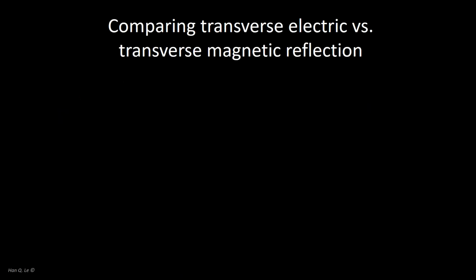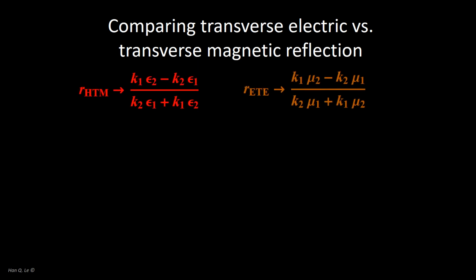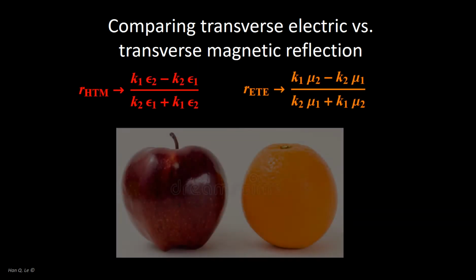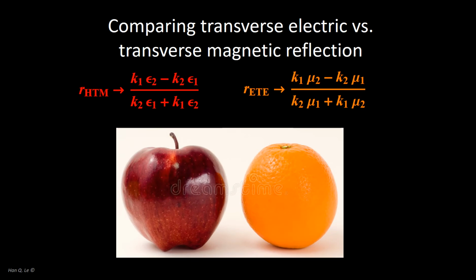The two polarizations can be compared by looking at their reflection coefficients. However, it would be a case of apple versus orange. The reason is indicated in the subscripts of the coefficients. For TE, it is the coefficient of the electric field, while for TM it is the coefficient for the magnetic field. To compare properly, it should be either electric versus electric, or magnetic versus magnetic.